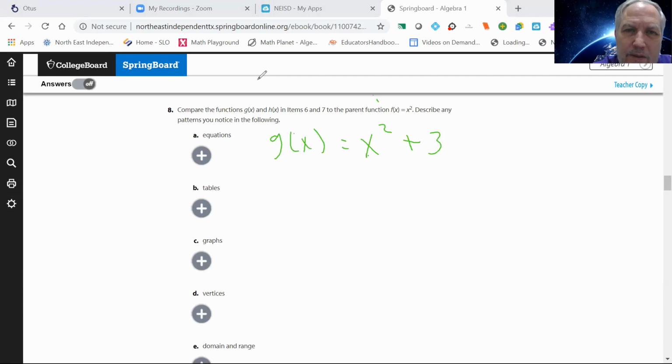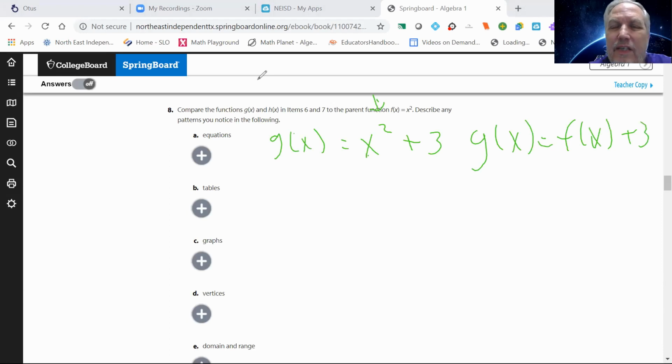So that was the parent function. That was f of x. So we could have written this as g of x is equal to f of x plus 3. Because essentially that's what happened. We took f of x, and then once we calculated it, we just added 3 to it. Okay, and that's what happened in both cases.